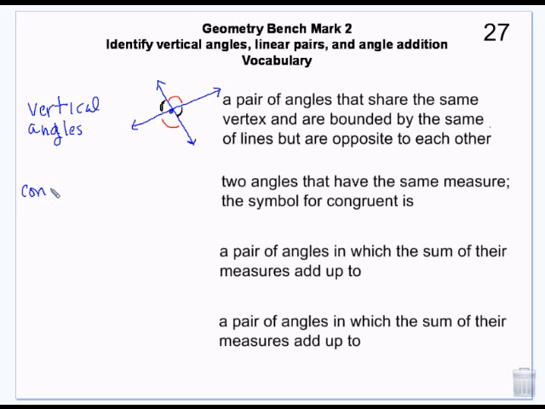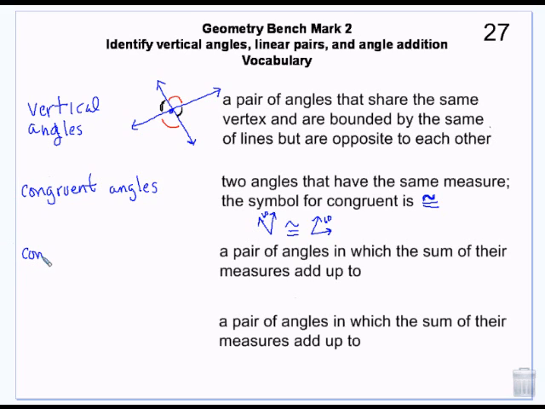Congruent angles are two angles that have the same measure, and the symbol for congruent again is an equal sign with a squiggly over top of it. So any two angles that have the same measure. If this angle is 60 degrees, that's not, but let's just say it is, and this angle over here is 60 degrees, these two angles are congruent.